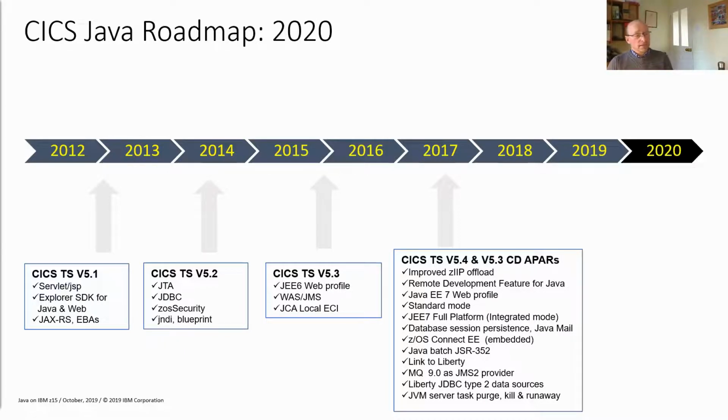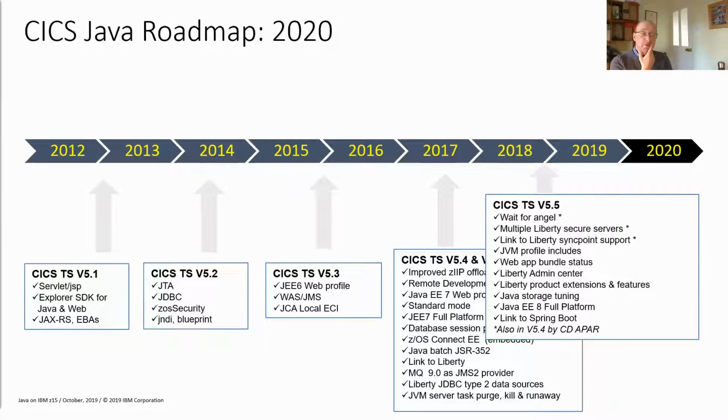And the whole standard mode, full platform, z/OS Connect, Java Batch, linked Liberty, MQ, and so on. I won't go into detail talking about those. That's a little bit too far in the past. I will talk about 5.5 a bit. And in 5.5, we also had quite a lot of function with wait for angel, multiple Liberty secure servers, linked Liberty, and sync point support. So a lot of hardening features and so on in 5.5, which we'll go through.